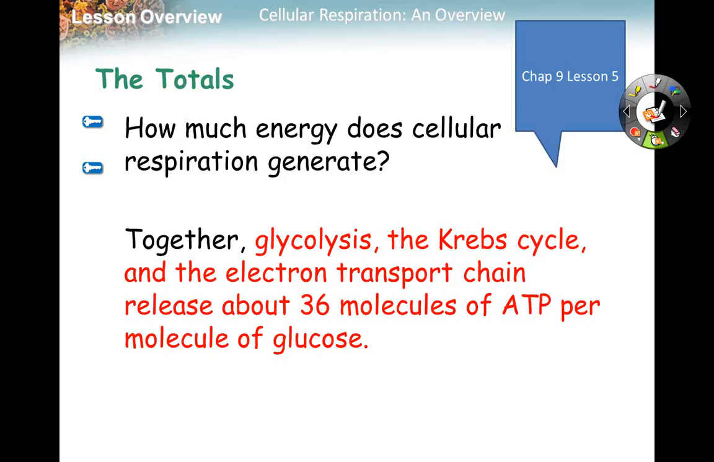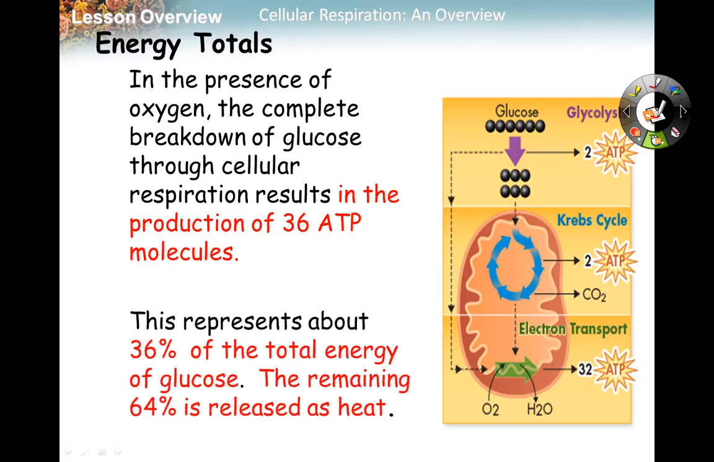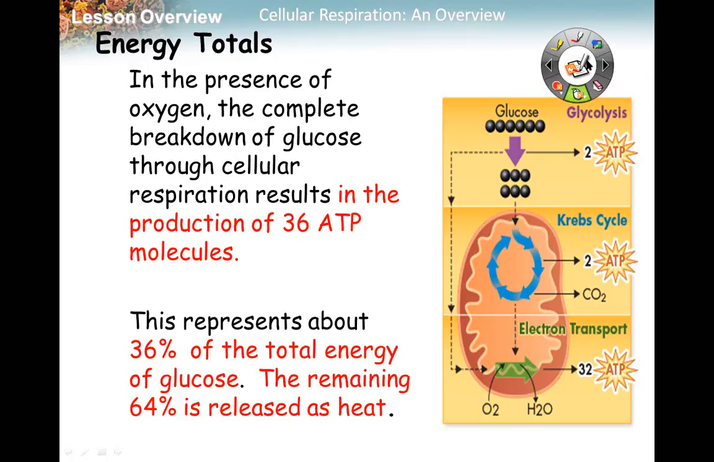How much energy does cellular respiration actually generate? Together, glycolysis, the Krebs cycle, and the electron transport chain release about 36 molecules of ATP per glucose molecule. In the presence of oxygen, the complete breakdown of glucose through cellular respiration results in the production of about 36 ATP molecules. This represents about 36% of the total energy in glucose. The remaining 64% is lost as heat.